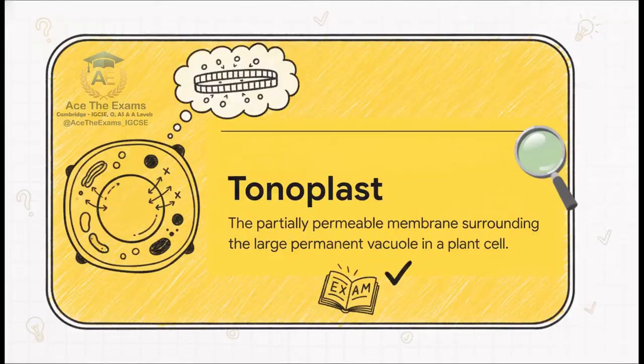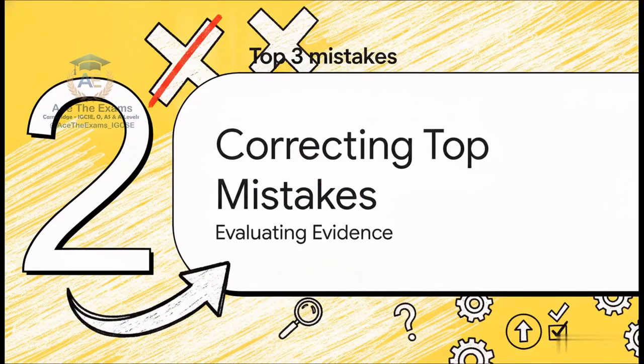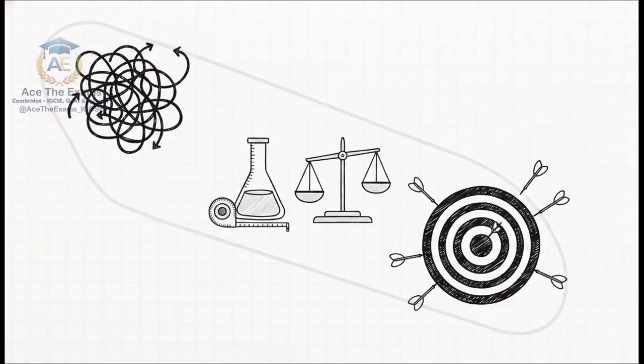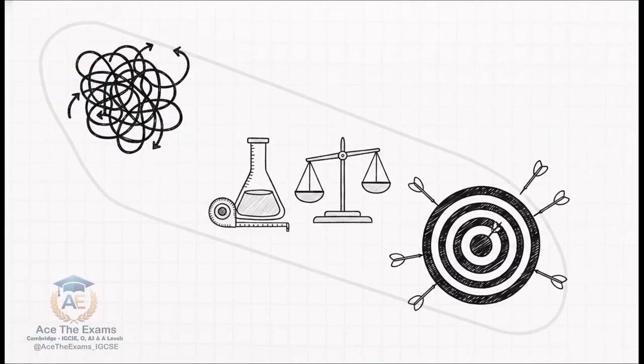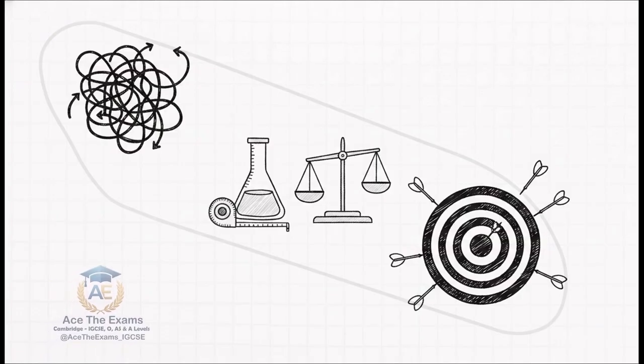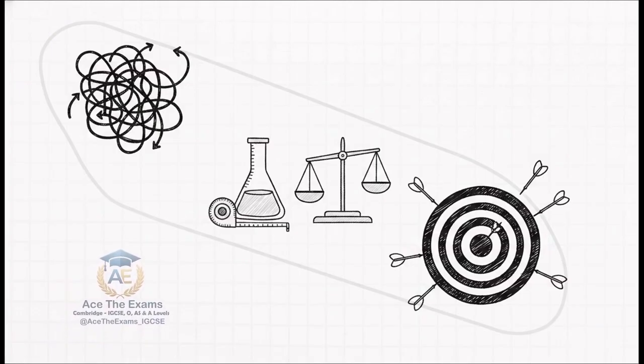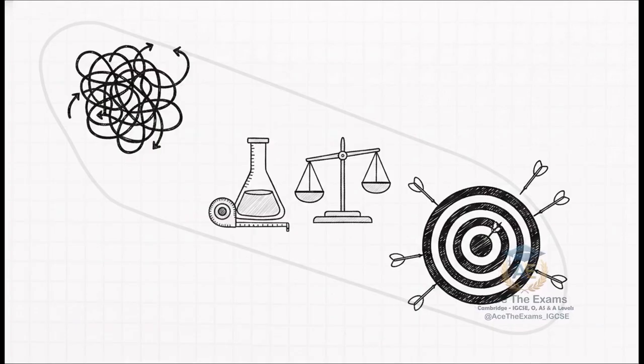All right, moving on to Section 2, correcting the top 3 mistakes and evaluating evidence like examiners. We're going to pivot to the specific procedural errors that examiners are constantly complaining about in their reports. If you can dodge these, you immediately separate yourself from the average candidate. Here are the top 3 traps you've got to actively avoid. Number 1, confusing cause and effect. That is a massive red flag in biology. Number 2, completely forgetting to check your units and terminology, especially when you're dealing with data.